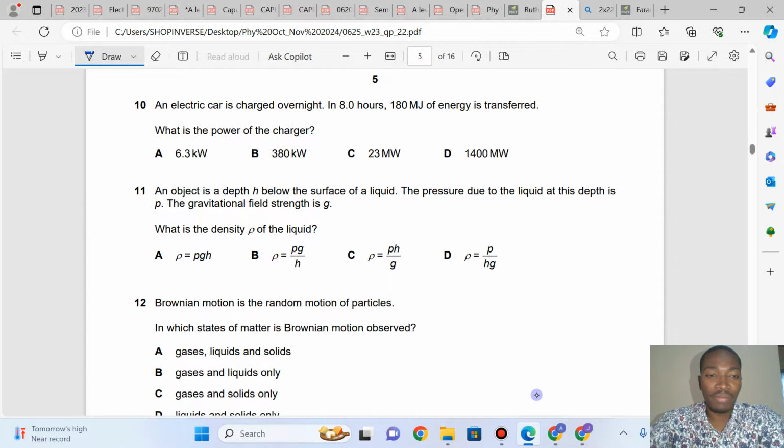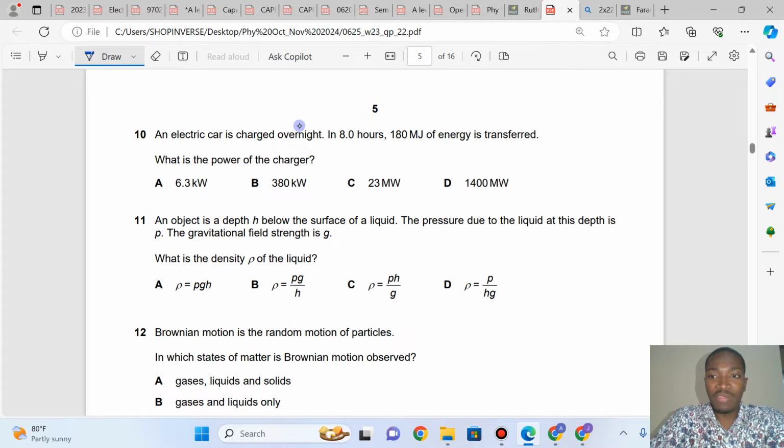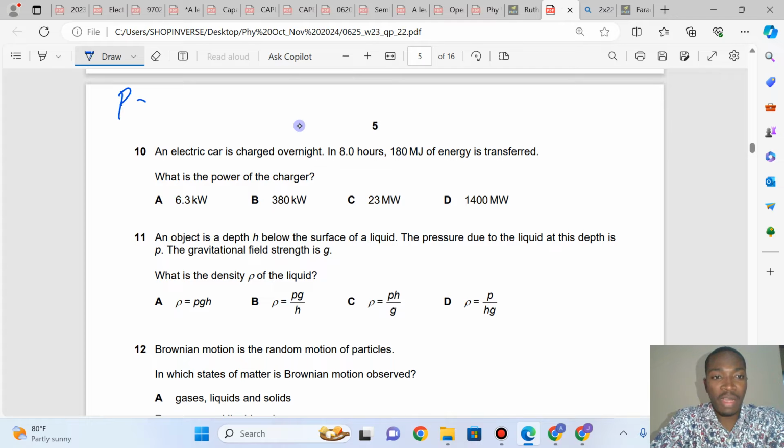Question number 10. An electric car is charged overnight. In 8 hours, 180 megajoule of energy is transferred. What is the power of the charger? Power is the time rate of dissipation of energy. Power is equal to energy divided by time. What is the energy in this case? Energy is 180 megajoule. 180 mega is million.